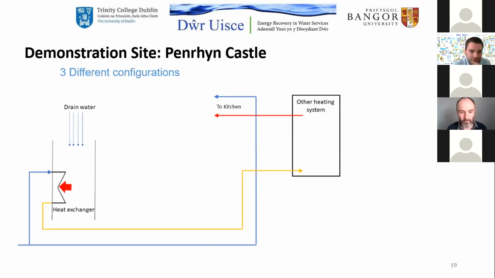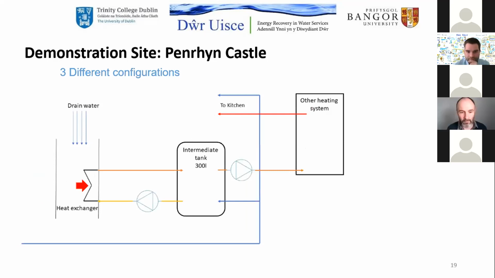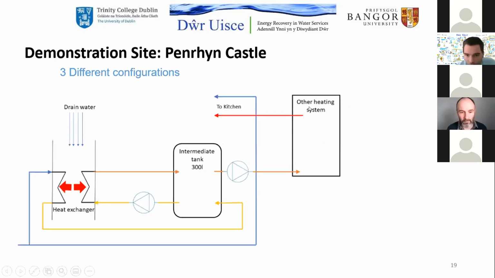Now, because we were concerned about these temporal mismatches between the availability of heat and the heat demand in the kitchen, we proposed a second system where we lead the fresh water into an intermediate buffer tank here and recirculate it through the heat exchanger the whole time. So we're sure to capture all the heat that is coming through the drain here, because at all times we have flow through our heat exchanger recovering that heat. When needed, the preheated fresh water is then pumped through the traditional heating system.